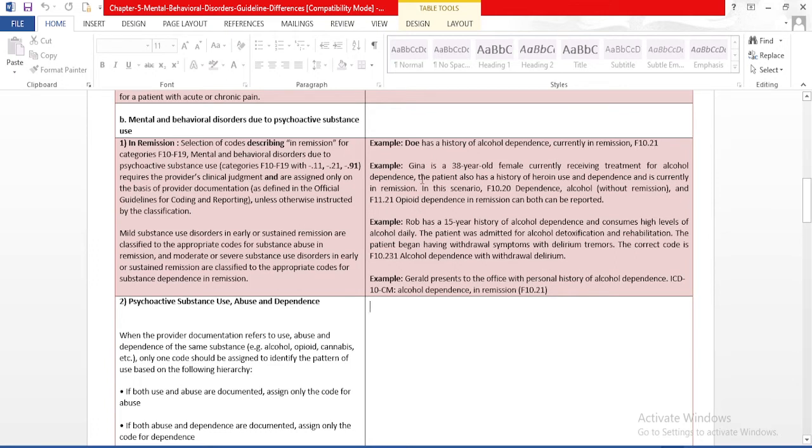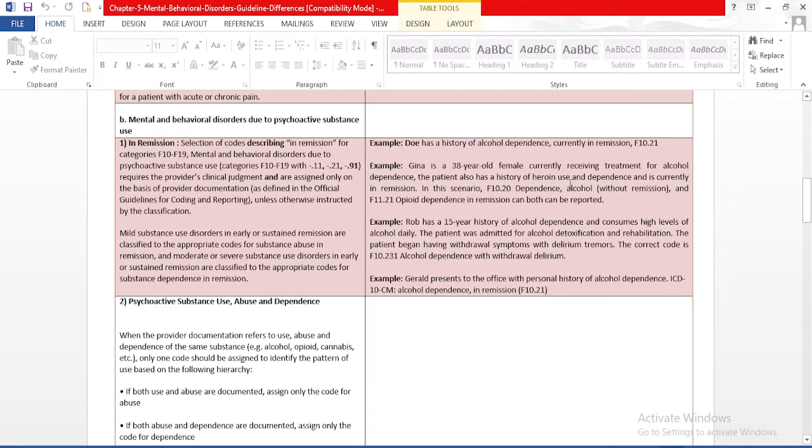Next example. Gina is a 38-year-old female currently receiving treatment for alcohol dependence. So without alcohol, she can't survive, which is dependence. Usually we will call it addiction too. The patient also has a history of heroin use and dependence and is currently in remission. So heroin use, she is in remission. In this scenario, F10.20, alcohol dependence, uncomplicated, and F11.21, opioid dependence in remission, both can be reported.